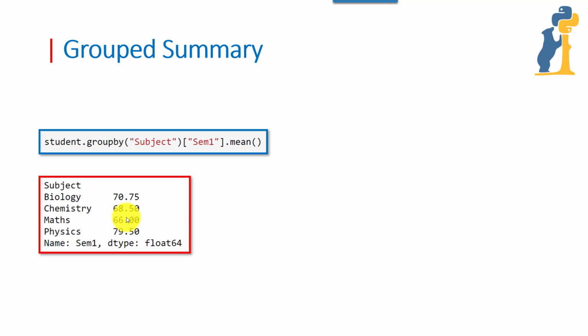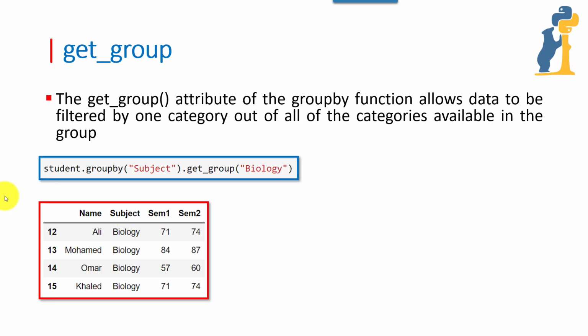If you want to split the data frame into sections based on the subject, you will call get_group. The get_group attribute of the groupby function allows data to be filtered by one category out of all the categories available in the group. Calling get_group with the subject biology, you will receive only rows that contain biology in the subject column with all other columns, name, semester 1 and semester 2.